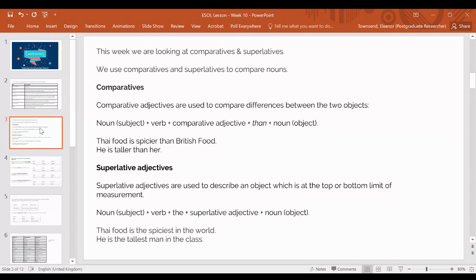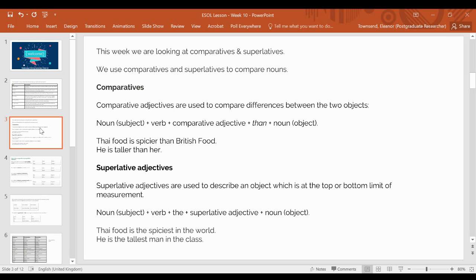Thai food is spicier than British food. He is taller than her. You can see here that you need the noun plus a verb plus an adjective plus than plus a noun.